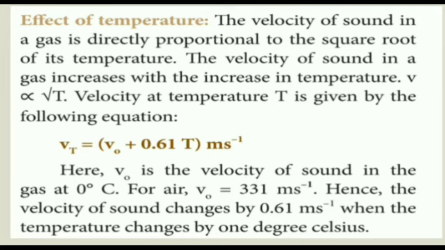This is a very important equation. Vt is the velocity of sound at a particular temperature, and Vt is equal to V naught plus 0.1 T meter per second. Here V naught is the velocity of sound in the gas at 0 degrees Celsius. For air, the velocity is 331 meter per second. The velocity of sound changes by 0.1 meter per second when the temperature changes by 1 degree Celsius.